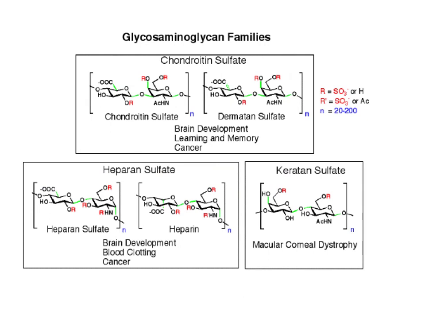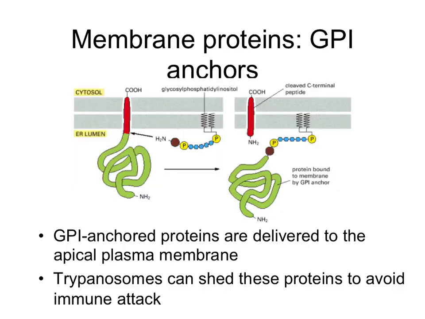The different glycosaminoglycan families can be involved in different developmental or biological events. So here's chondroitin sulfate, which is important in brain development, learning and memory, and cancer. Heparan sulfate: brain development, blood clotting, and cancer. And keratan sulfate: macular corneal dystrophy.